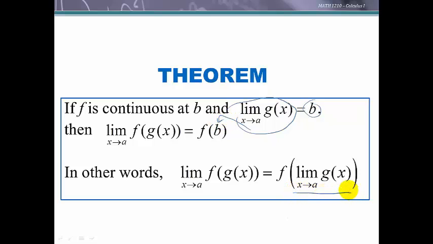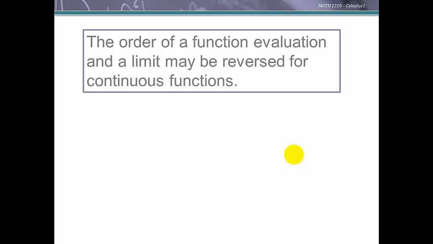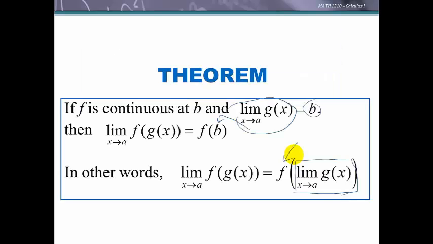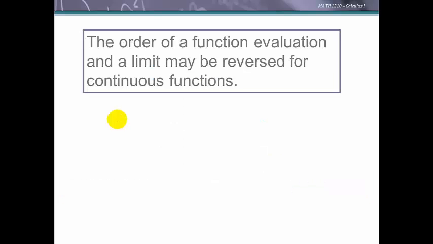What that is telling us is when we have this kind of composition, one function inside of another, and we need the limit, we can compute the limit of the inside function first and then apply the outside function. So the order of the function evaluation and a limit may be reversed. Now this will only be true for continuous functions. Most of the time it will not be true if the functions aren't continuous. So that is one of the important requirements: we have to have continuity for this to be true. But if it is true, we can reverse that order.